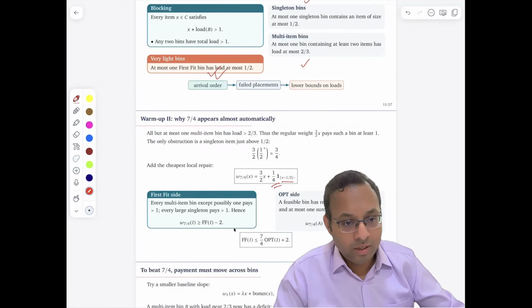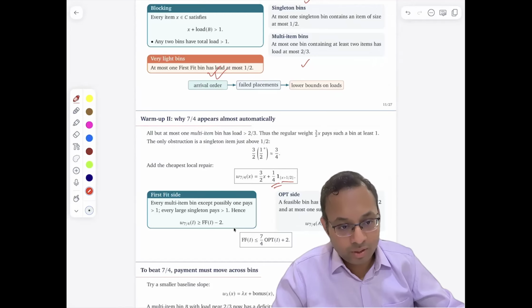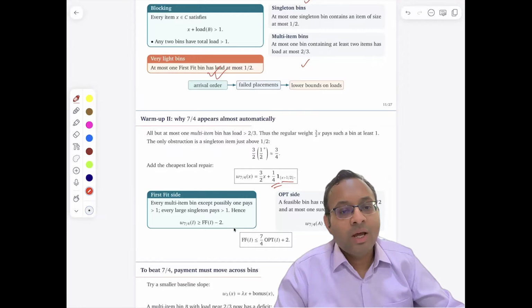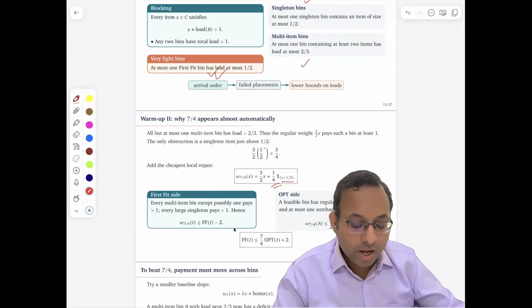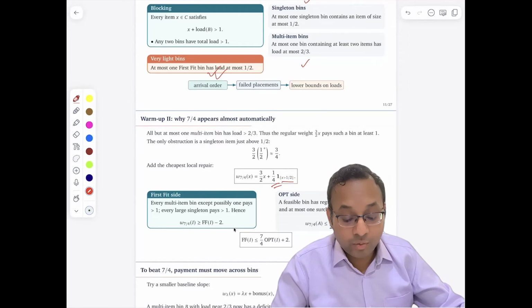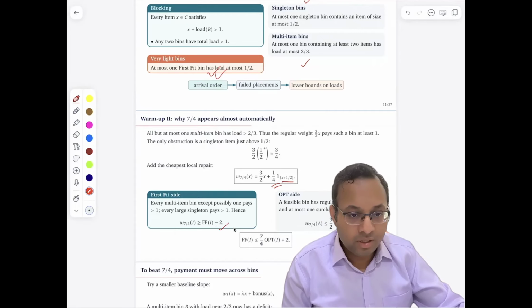And then we're done. Because then on the first fit side, if we look at any multi-item bin except one bin, every other bin we are paying at least 1. And for singleton bins, except the one with size at most half, all other bins have size more than half, and then we use a bonus and we're again getting the weight of the bin to be 1. So except 2 bins, all other bins have weight 1.